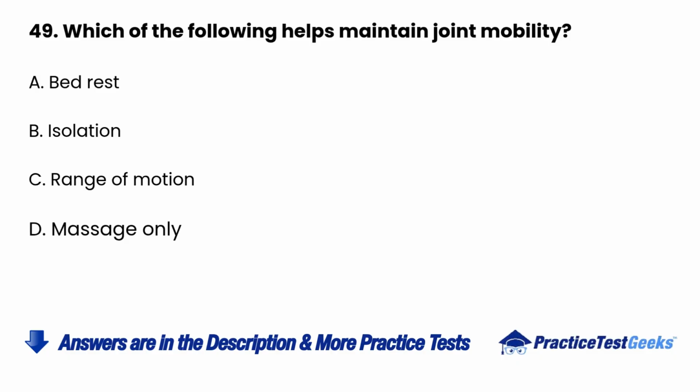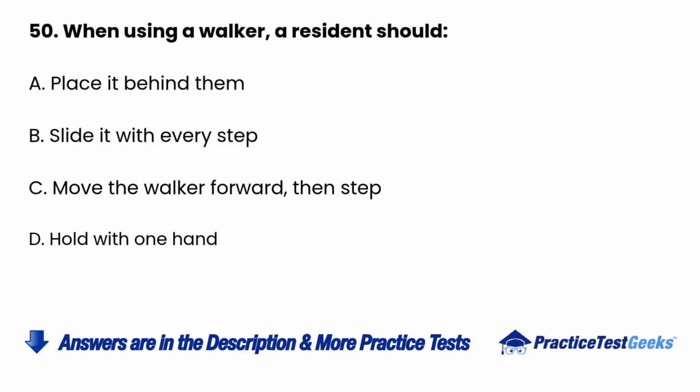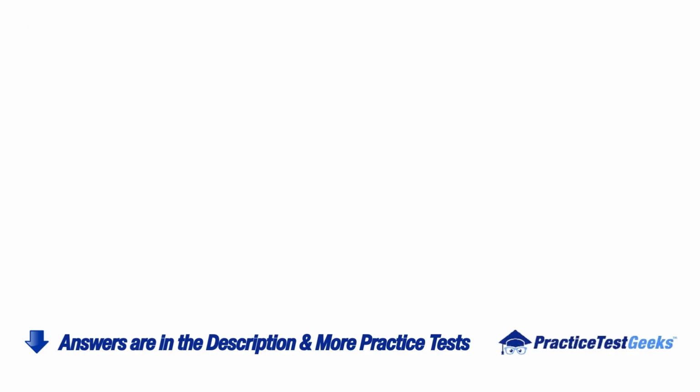49. Which of the following helps maintain joint mobility? A. Bed rest. B. Isolation. C. Range of motion. D. Massage only. 50. When using a walker, a resident should A. Place it behind them. B. Slide it with every step. C. Move the walker forward, then step. D. Hold with one hand.